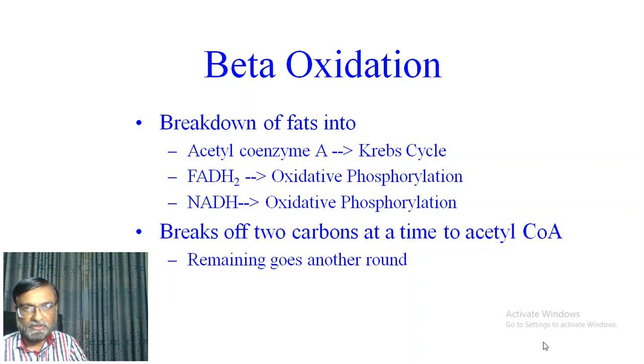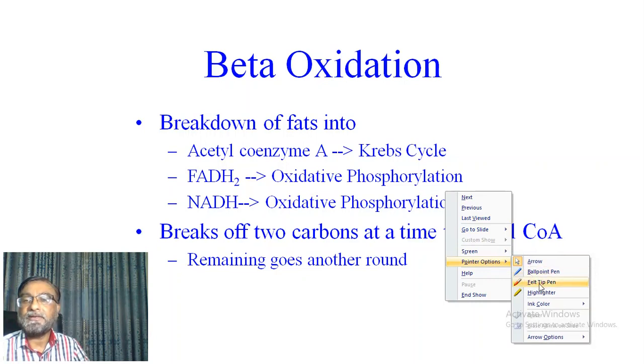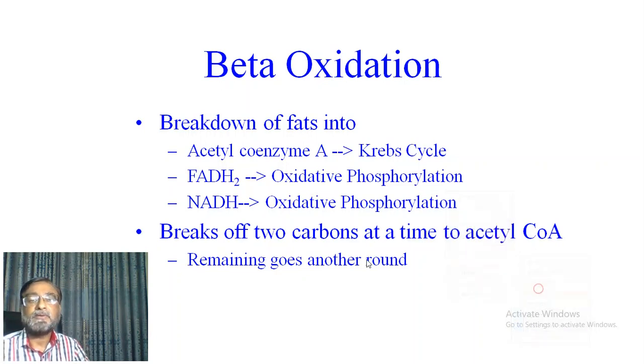So in this process, the fatty acid structure consists of a long chain of carbons, and that long chain of carbons of the fatty acid breaks into two carbons at a time to form the acetyl CoA. This is two carbons at a time, right? To form the acetyl CoA.